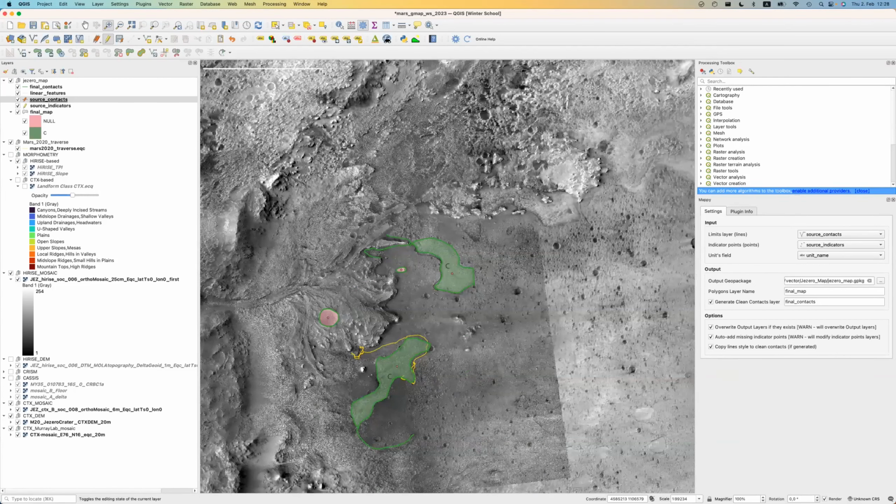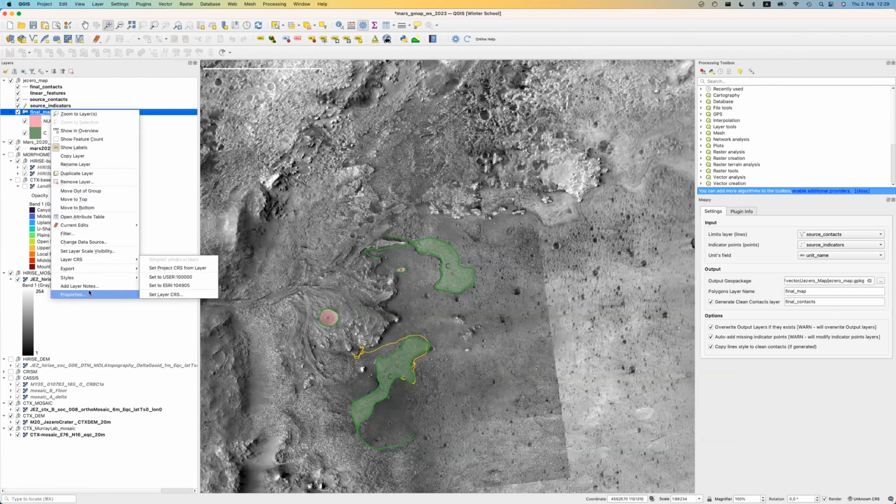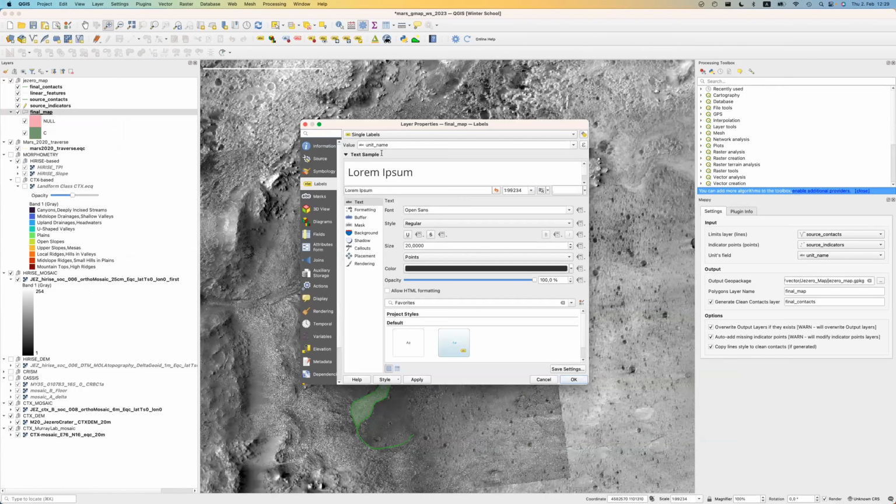Let me just save my ticks. Angelo, can you also show again how to put the label on the... Sorry, I was in Final Map. You go on Properties. You go on Labels, and then of course you have to choose single labels or rule-based, but we'll keep it simple with single labels. And then you have to choose what you label with, the feature ID or the unit name, and in our case, the unit name.